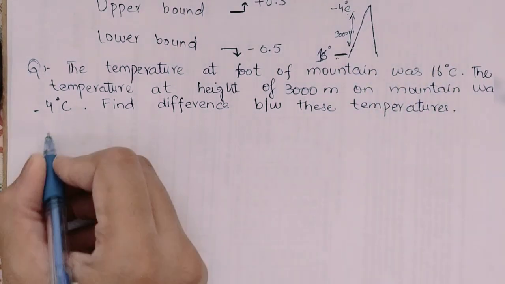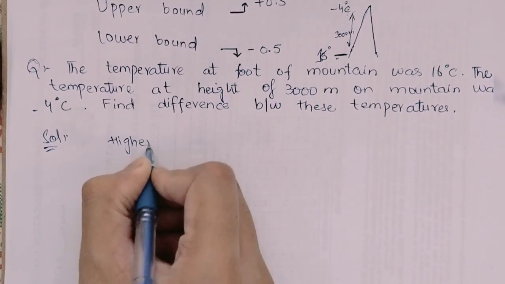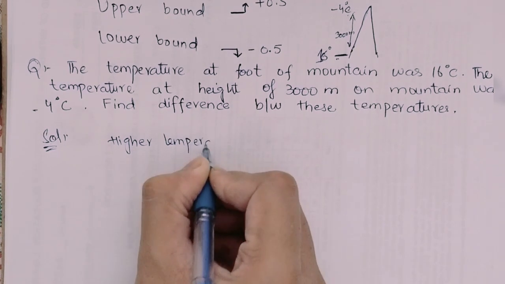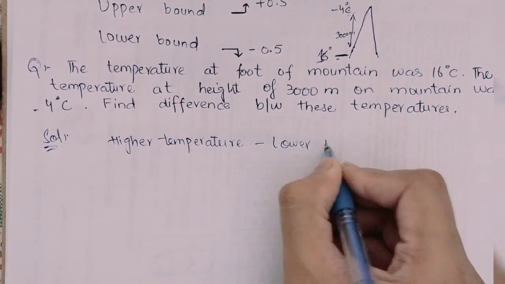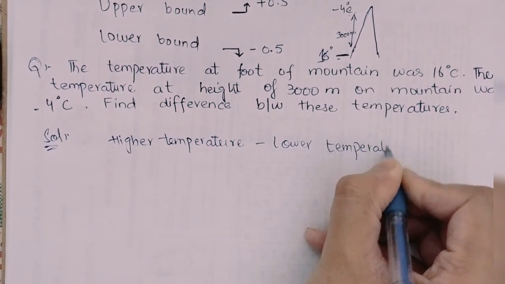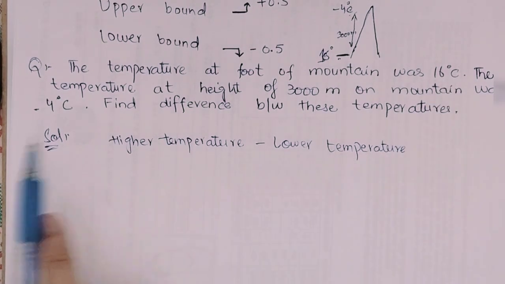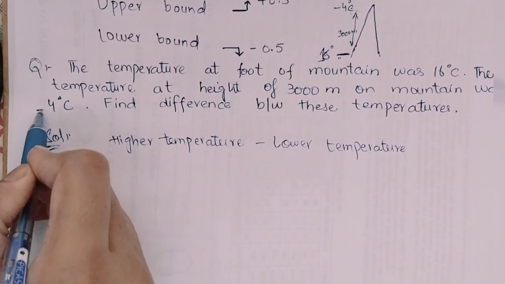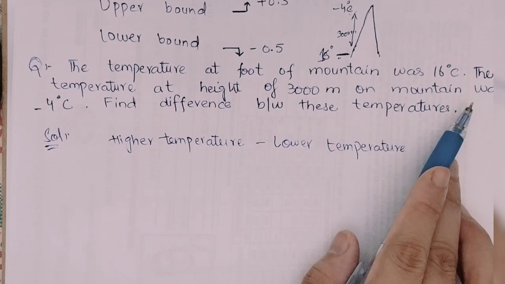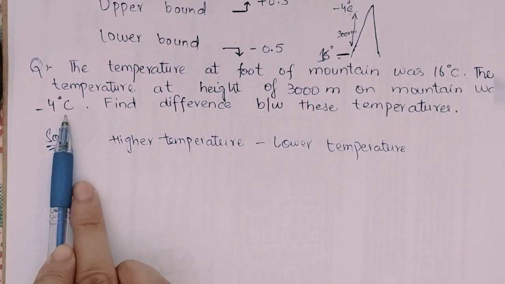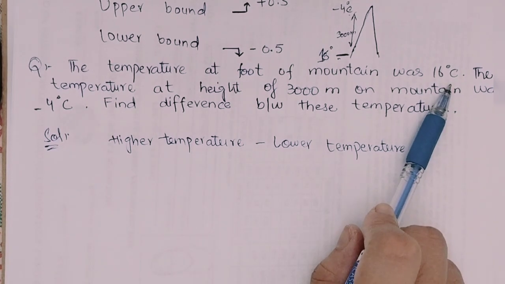So to find the difference, it is higher temperature minus lower temperature. Because the temperature below is 16 and then it's minus 4. It means 16 is somewhat cold, okay, but minus 4 is very, very cold. So which is the higher temperature?